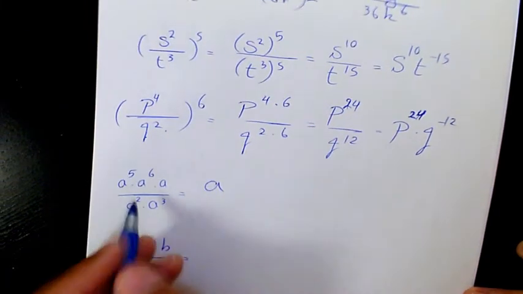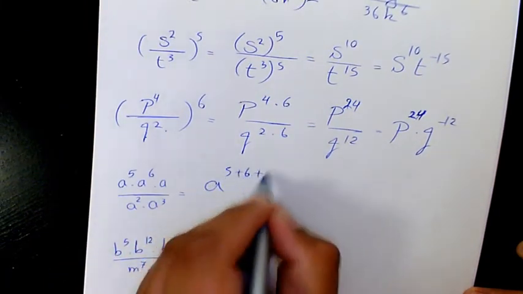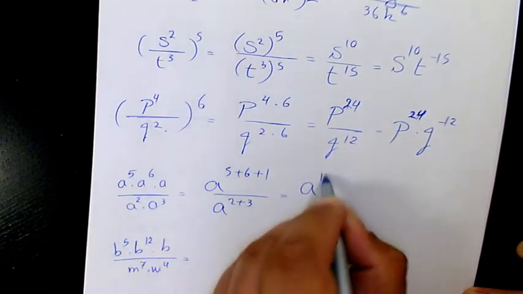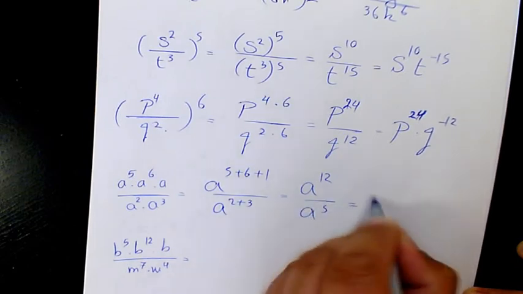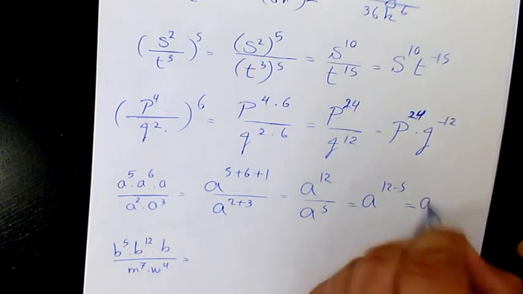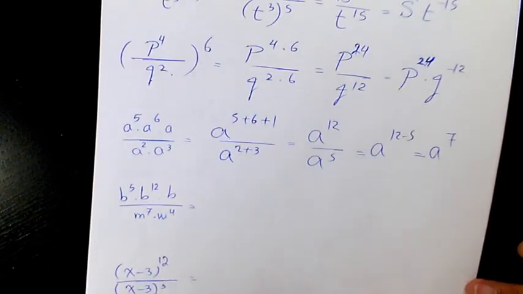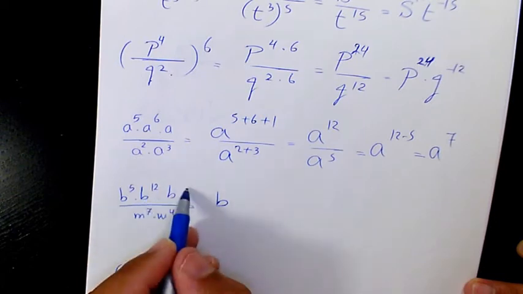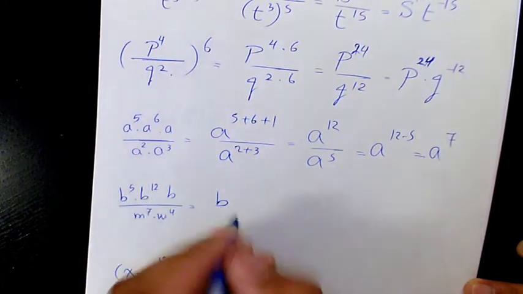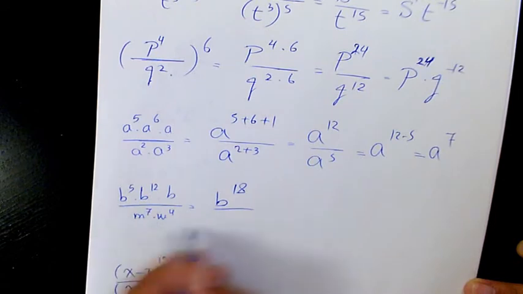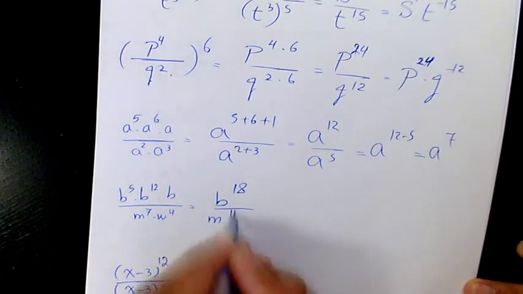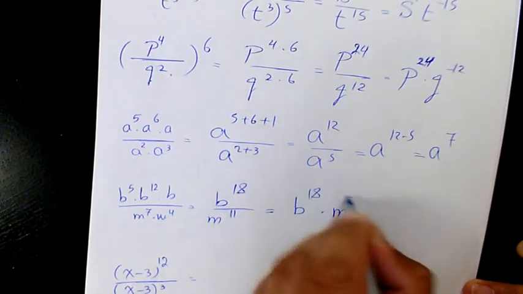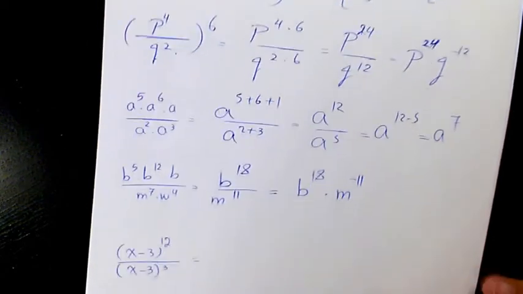Here, a to the power of 5 plus 6 plus 1. Here, a to the power of 2 plus 3. So it's going to be a to the power of 12 divided by a to the power of 5. So it's going to be a to the power of 12 minus 5, which is a to the power of 7. Here, b to the power of 5 to the power of 12 to the power of 1. 5 plus 12 plus 1 is going to be 18. And here, m to the power of 7 to the power of 4 is going to be 11. Or you can write it as b to the power of 18, m to the power of negative 11. Both of them are correct.